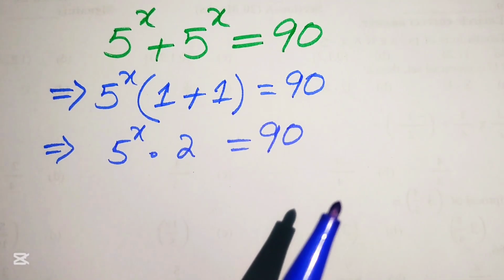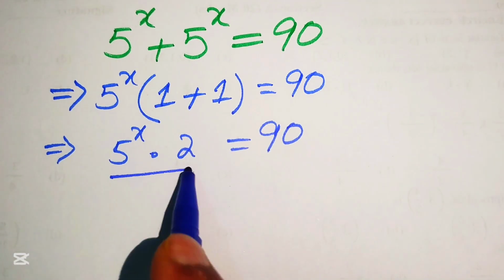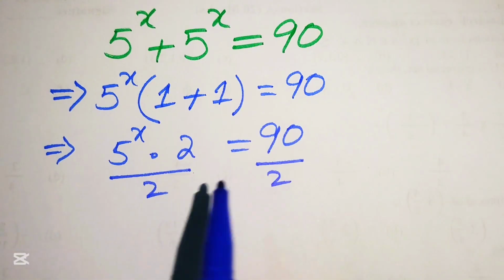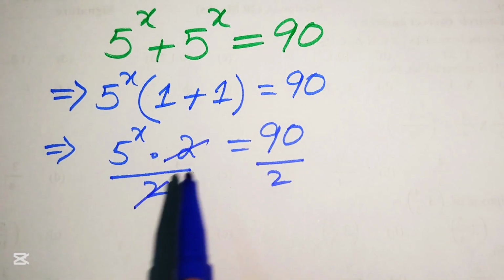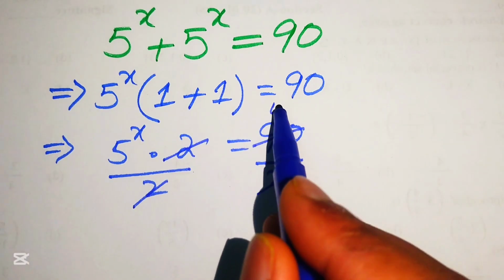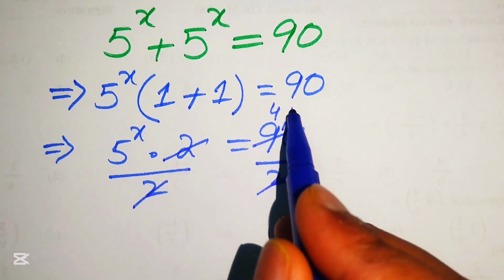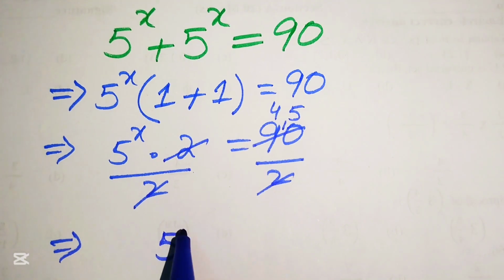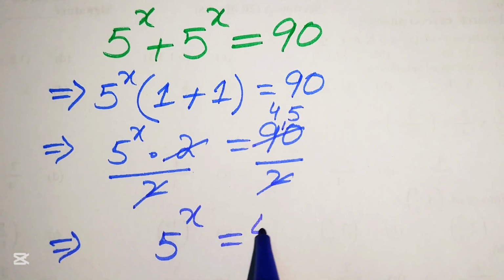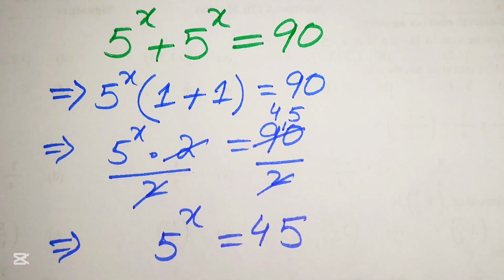So further we need to divide both sides by 2, in order to eliminate this 2 from the left hand side, so this 2 is cancelled out by this 2, and 2 4s are 8, and we carry 1, and 2 5s are 10. So here we will obtain 5 to the power of x equals 45.